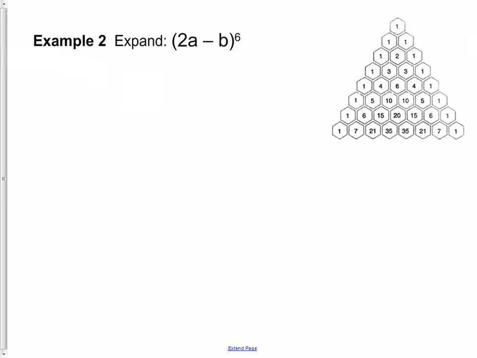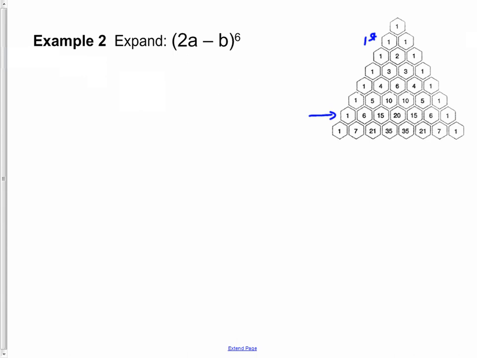How about 2a minus b raised to the 6th power? That's 2a minus b times 2a minus b times 2a minus b 6 times. So since my exponent is the 6th, this, remember, is the first power. So 2nd, 3rd, 4th, 5th, 6th. This is the line that I would be using.